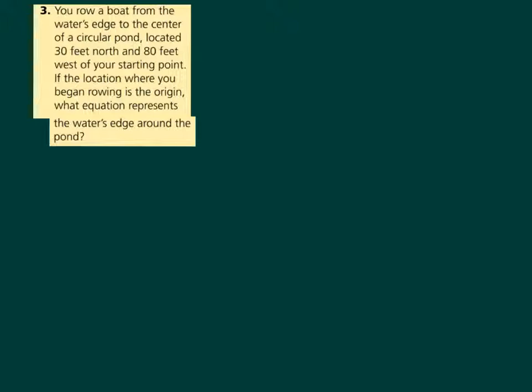So this is incredibly similar to the problem we just did, in that you start at the origin, they give you some translations. Okay, what's the only thing that's a little bit different? It's that they don't tell us what the radius is. We're going to have to figure out the radius on our own. So we know that we are at a circular pond, like such. We know that we row 30 feet north and 80 feet west of our starting point, and that's where the center is.